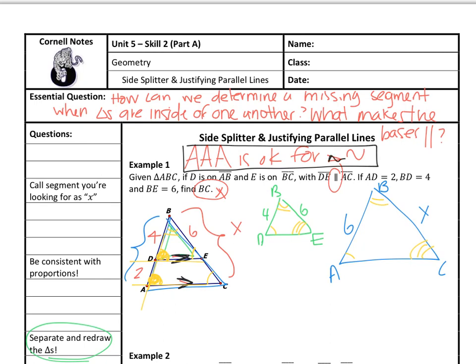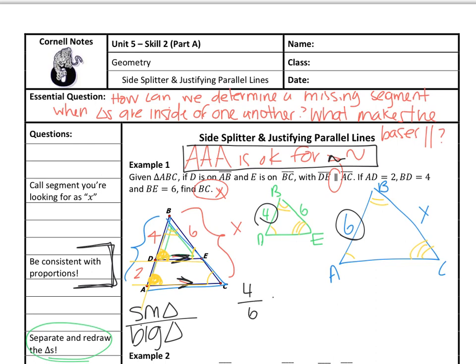So now that we know that the triangles are similar, we can set them up in a proportion to solve for X. Remember to be consistent with your proportions. If I start from the small triangle, I have to match it with its big triangle side. So I might go small triangle over big triangle here with 4 over 6, and then small over big again, 6 over X. Then we just cross multiply to solve.